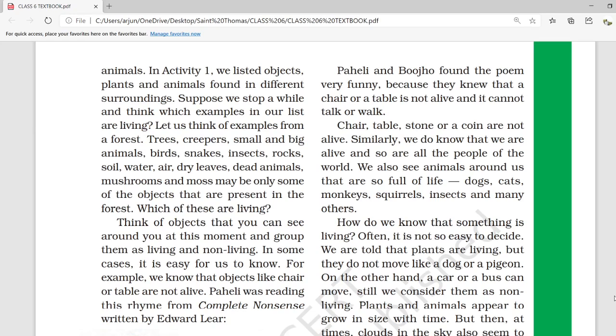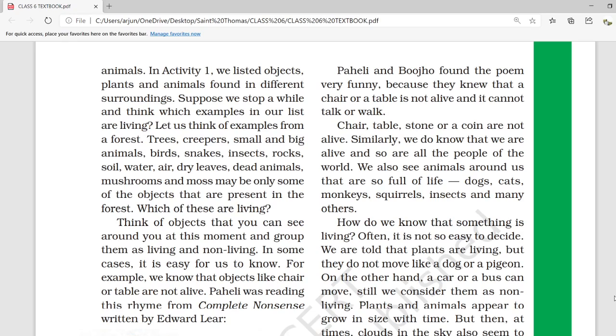Let's see that. Let us think of an example from a forest. Trees, creepers, small and big animals, birds, snakes, insects, rocks, soil, water, air, dry leaves, dead animals, mushrooms and moss may be only some of the objects that are present in the forest. So here there are many objects which are present in the forest. Now you have to tell which of these are living. So now it is somewhat difficult.